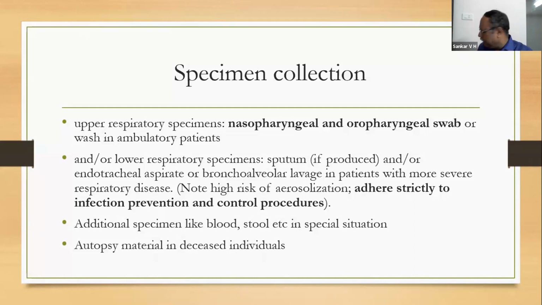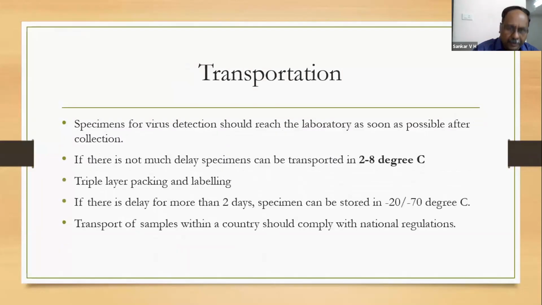Additional specimens like blood or stools can be taken in special situations, because coronavirus is secreted in the stool, especially in pediatric patients. During viremia, you can isolate the virus from the blood also, but it is not routinely recommended. In special situations blood and stool can be taken, and autopsy material in deceased individuals. In all these situations, we will do RT PCR.